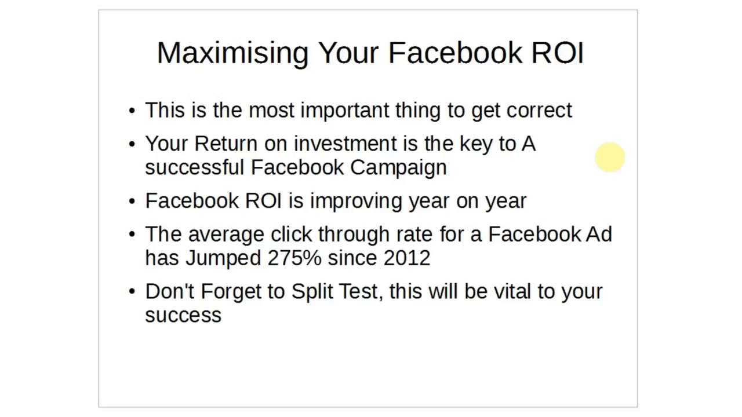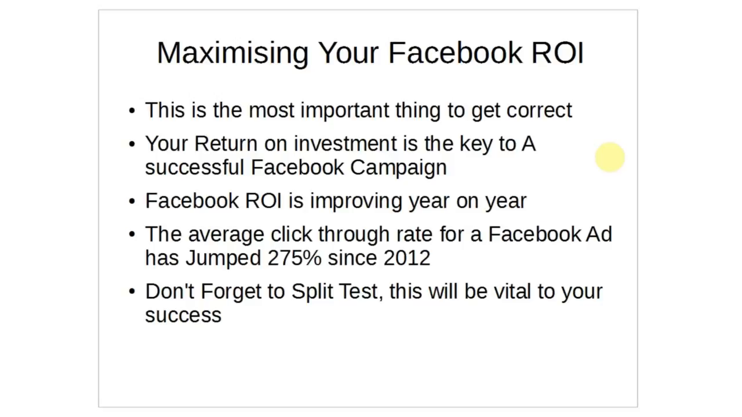It could be an increase in the number of likes to your page. It could be more people on your list, more clicks through to your website. It could be more money, obviously, coming into your business every month. But you're going to want to see a benefit to make your spend worthwhile. The return on investment is the key to a successful Facebook campaign.